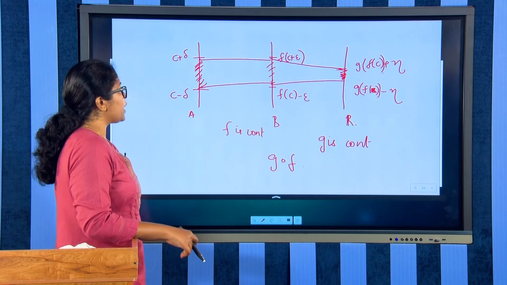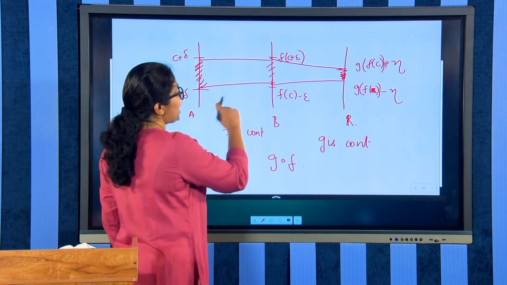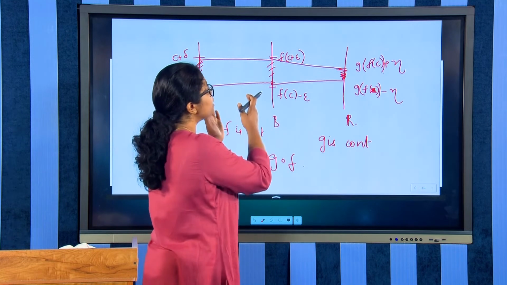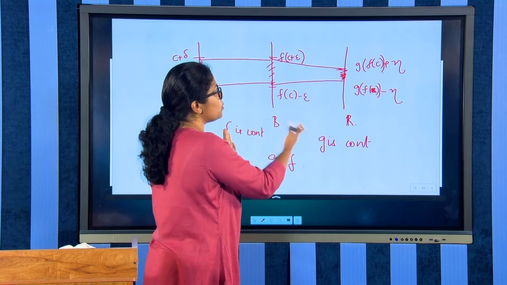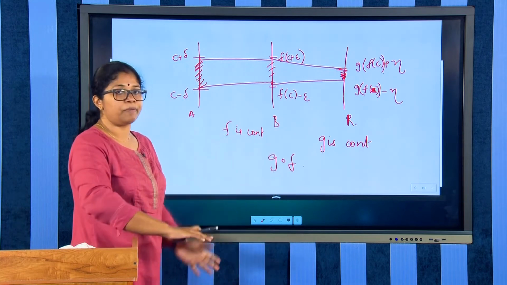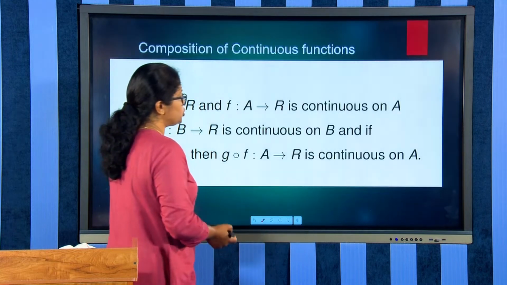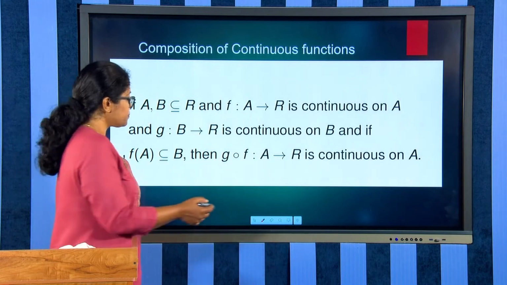So, that is why, if g and f are both continuous, g composition f is continuous. If the continuity of one of these fails, g composition f cannot be continuous. So, that is the concept of composition of continuous functions.